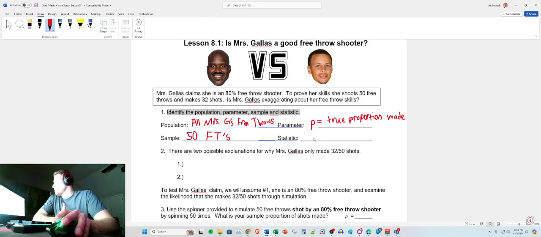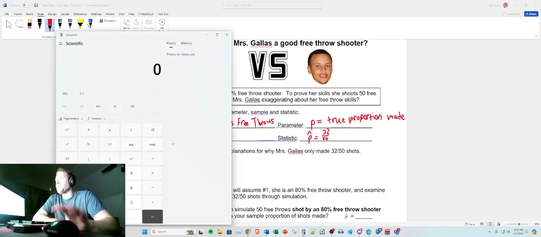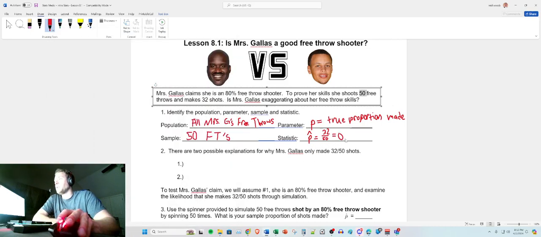And the statistic would be the 32 out of the 50 shots that she took. So our statistic is actually a p hat here. This is a proportion, p hat. And so that would be 32 out of 50, which if we grab our calculator, we have 32 divided by 50. So that's 0.64. Okay, 0.64.